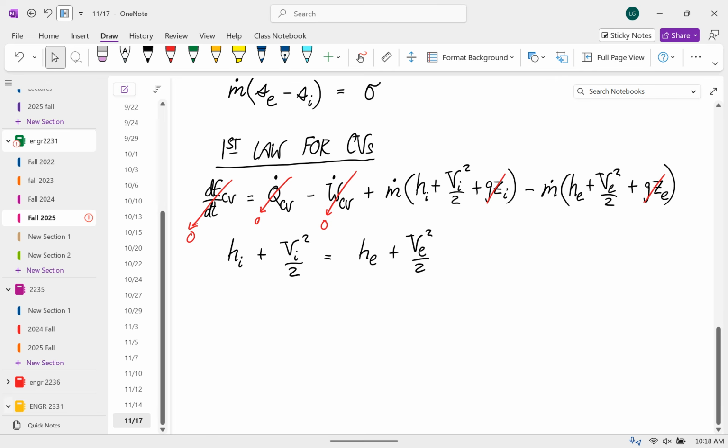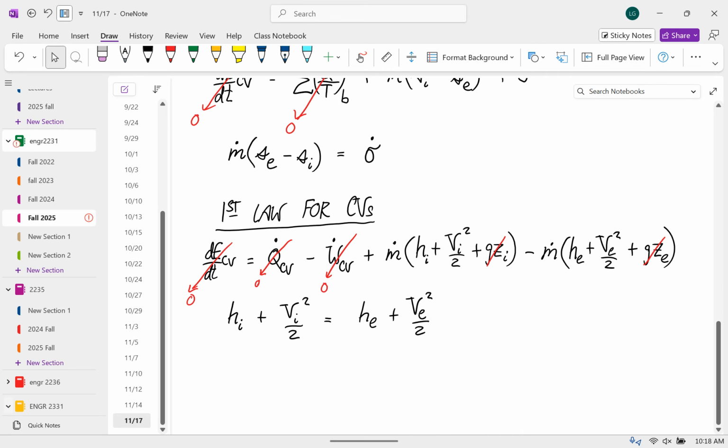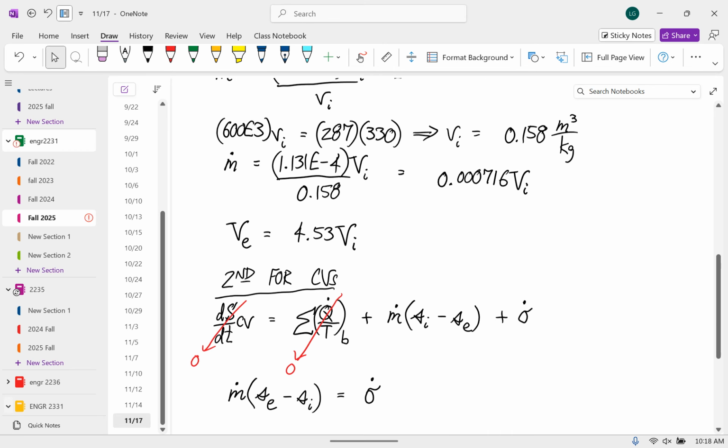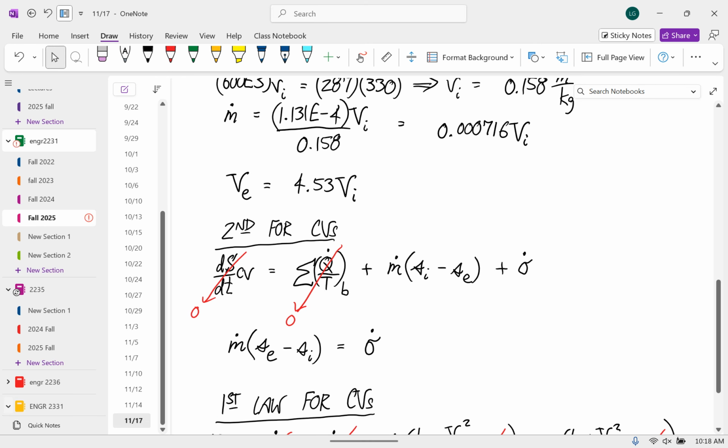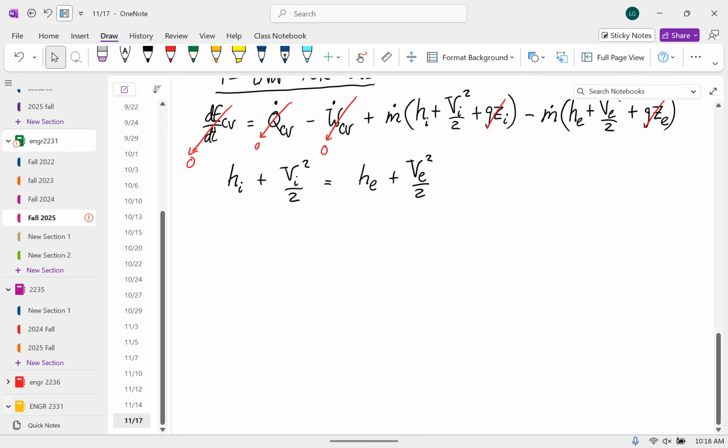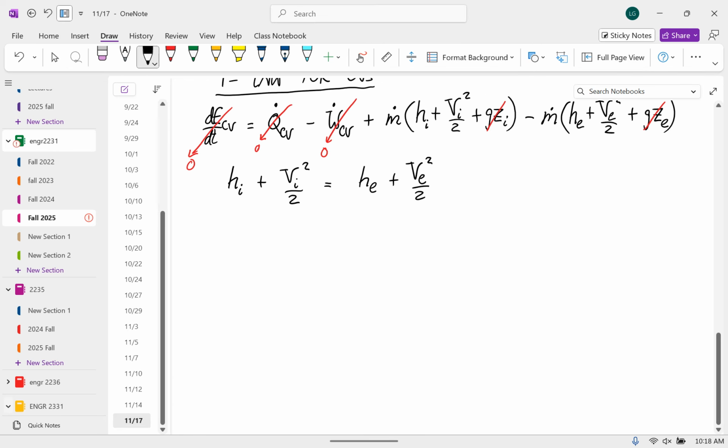This is an ideal gas. We already have the specific volumes and the pressures and the temperatures at the inlet and exit. So Hi is equal to Ui plus PiVi.